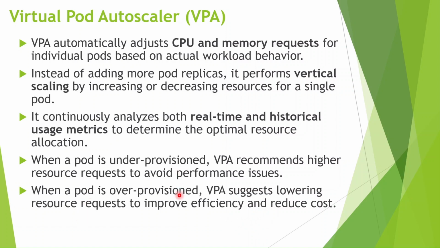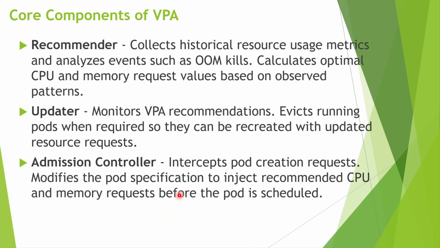So this is how VPA works, and there are some core components of VPA. The first one is the recommender. It collects historical resource usage metrics and analyzes events such as OOM kills, and based on that, it calculates optimal CPU and memory requests based on the observed patterns.